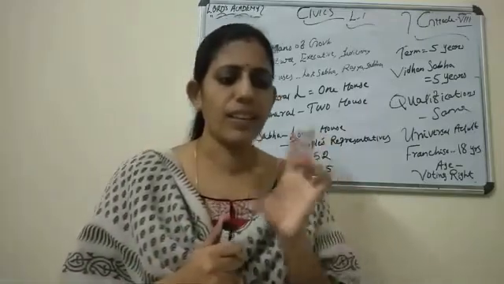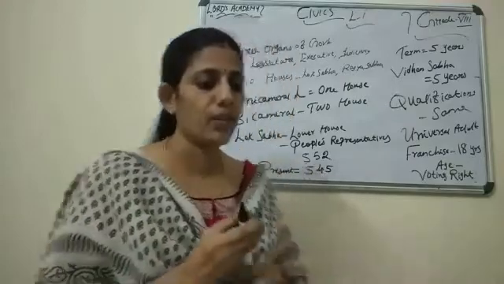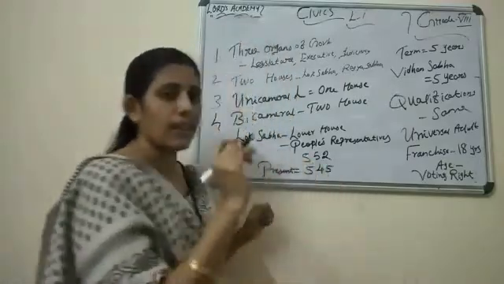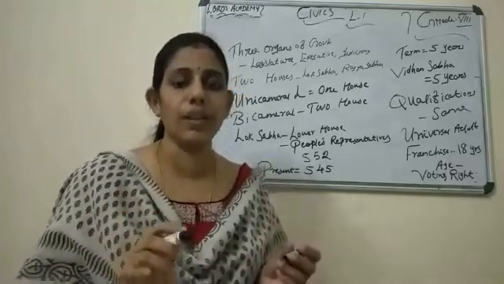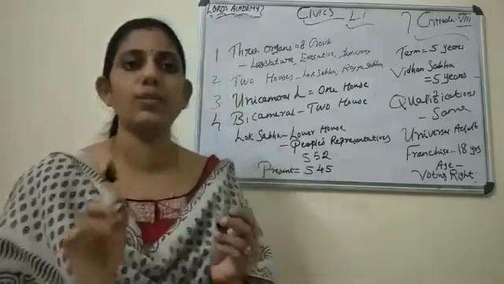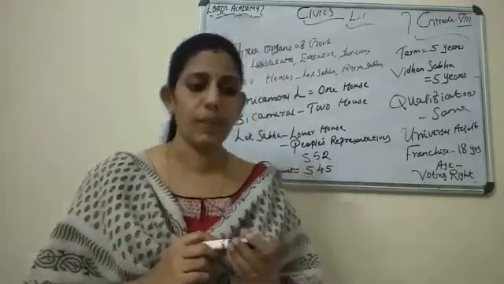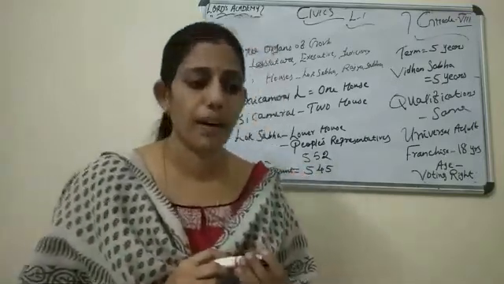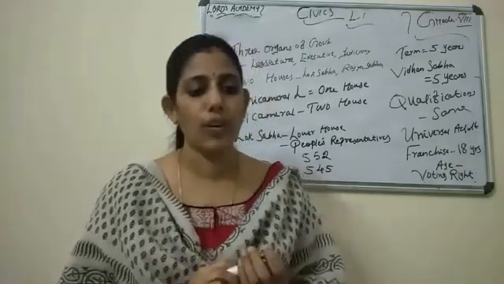What is the interval between two sessions of the Parliament? It should not exceed 6 months. So in 1 year, 2 sessions will be there, with no more than 6 months between them. Next, the business of the Parliament is conducted in which language? In English or in Hindi.